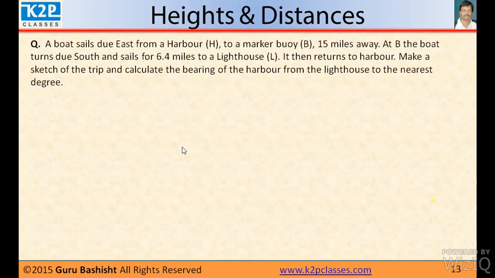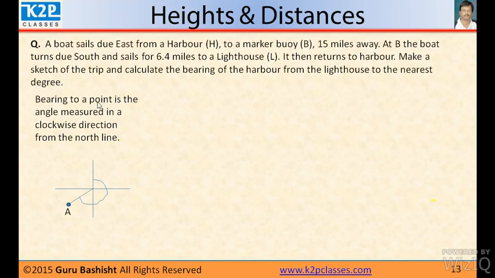Now, another problem. A boat sails due east from a harbor to a marker buoy B 15 miles away. At B, the boat turns due south and sails for 6.4 miles to a lighthouse. It then returns to harbor. Make a sketch of the trip and calculate the bearing of the harbor from the lighthouse to the nearest degree. Oh, here is a new word, bearing. No problem. Let us first see what is called bearing.